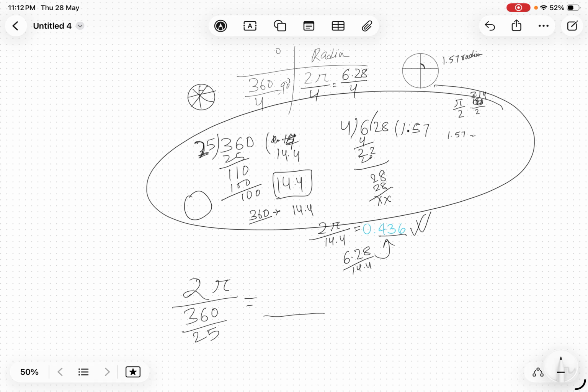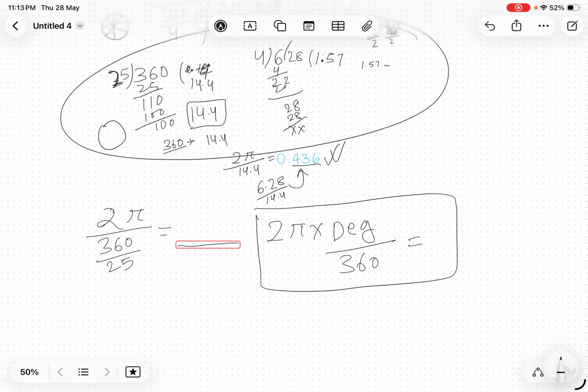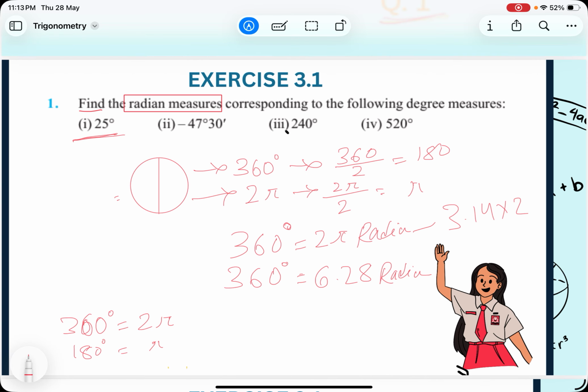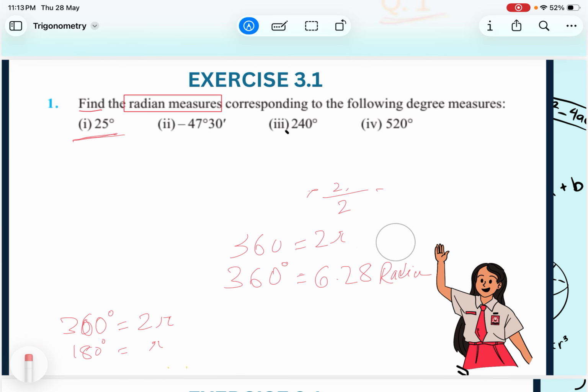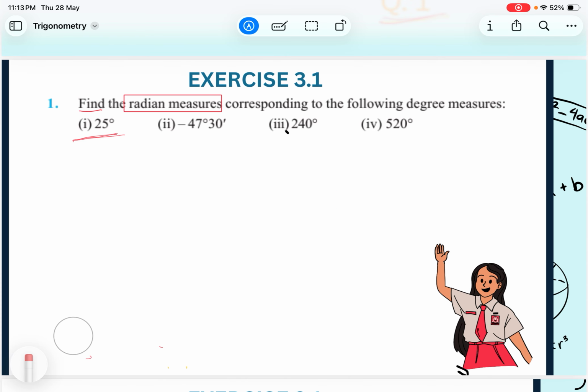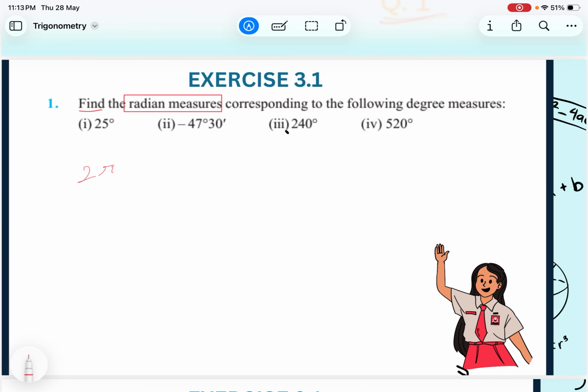So what we can do, we can say that 2 pi into degree divided by 360, right? So this is now our formula. Now we will put this formula everywhere and we will calculate the values. Let me just show you. I don't know how much you are getting, but if you are not getting this, just rewatch it and you will understand. So what we calculated here, that 2 pi into degree, that is 25 here, by 360.